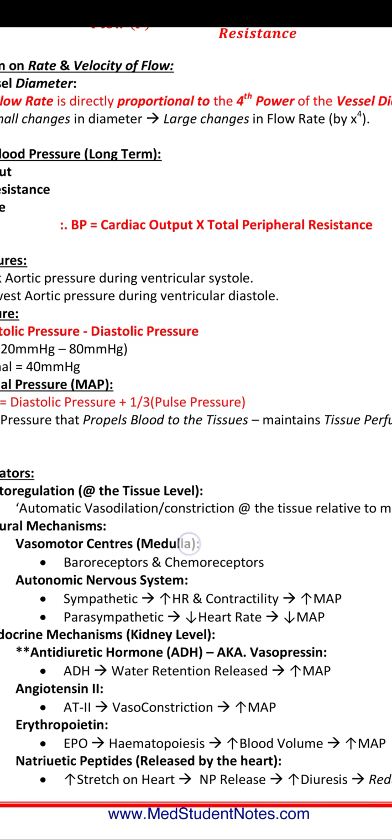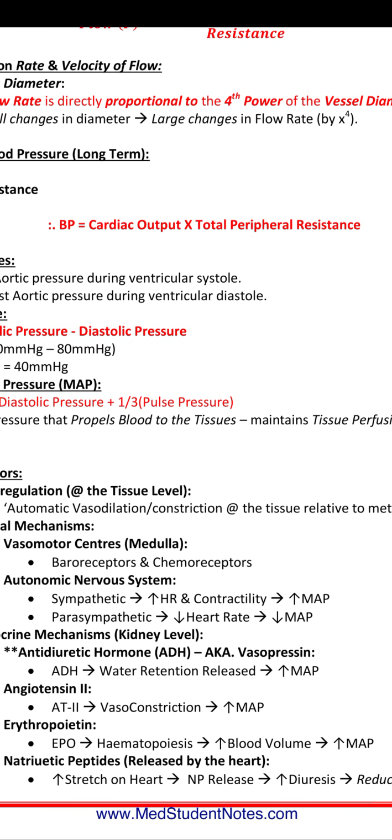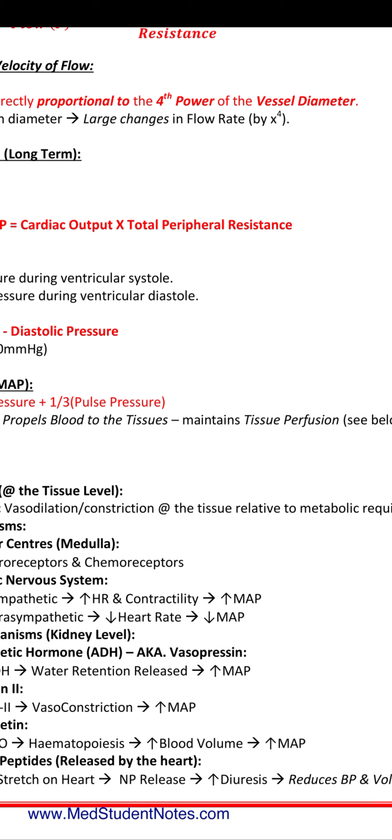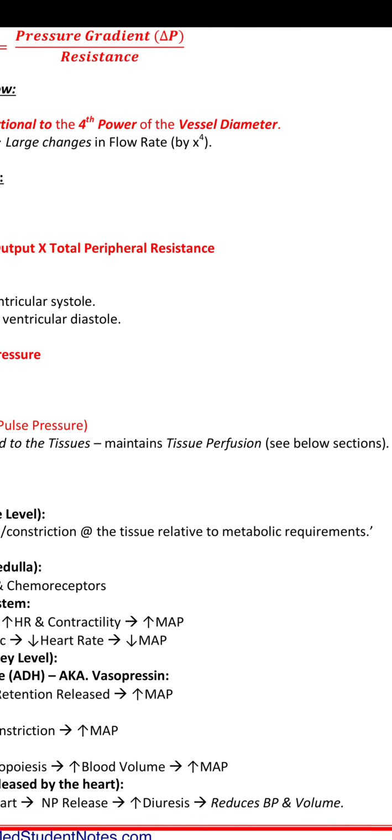So the natriuretic peptides respond to stretch of the heart. When the heart stretches, the natriuretic peptide is released, and this causes diuresis. So it decreases the blood pressure and the volume. So what happens when the blood pressure and volume decrease? There is a decreased level in MAP.